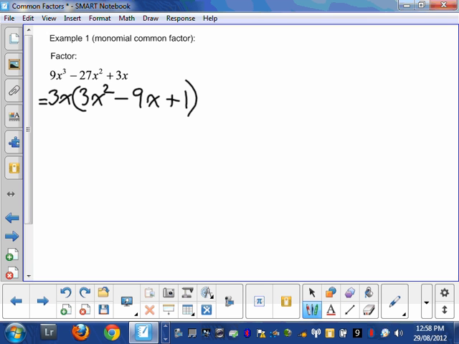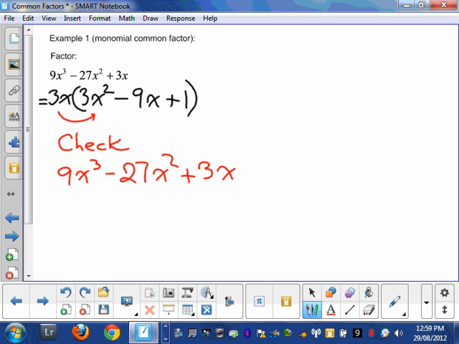We factored the original trinomial using a monomial common factor, leaving a simplified trinomial in the brackets. Nothing stops me from checking my work. How would I check my work? What's the opposite of factoring? Expanding. So what do I get here? 9x cubed, exactly as I wanted. Negative 27x squared. And plus 3x. Good. So yes, indeed, I checked. I'm okay. I don't need any help. I can do it by myself.